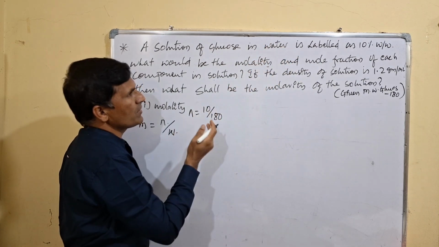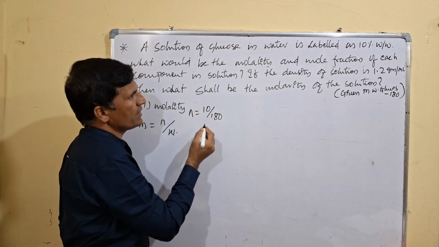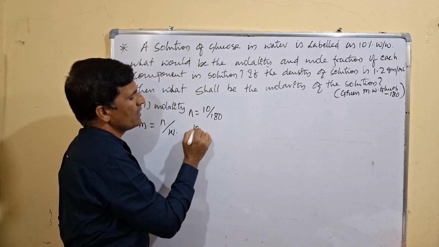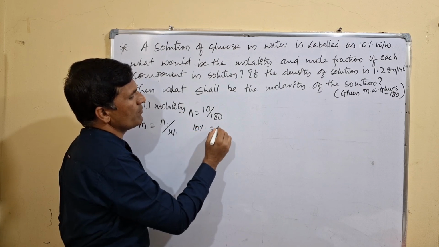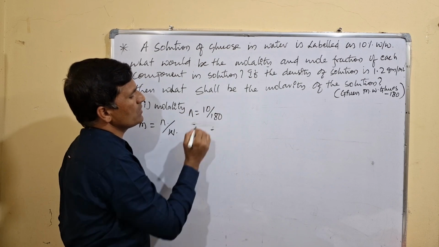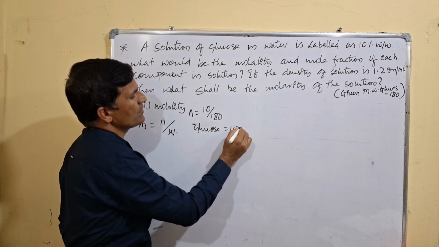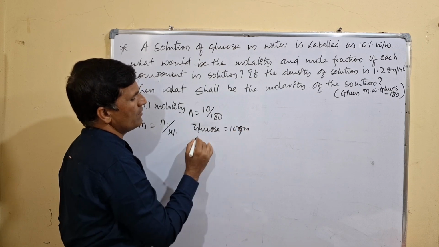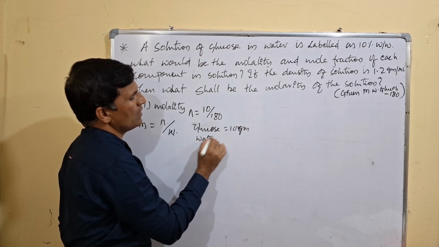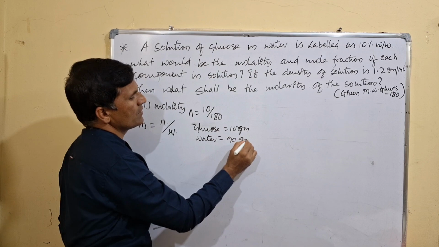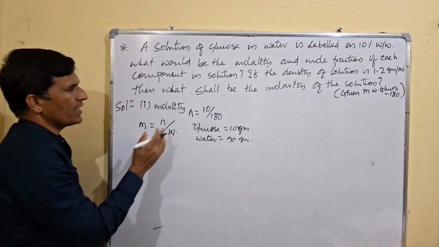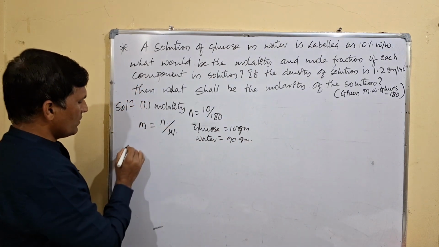So then the weight of the solvent will be what? You should remember that 10% means your glucose is 10 grams, and your water is 90 grams. So therefore we can solve this problem.